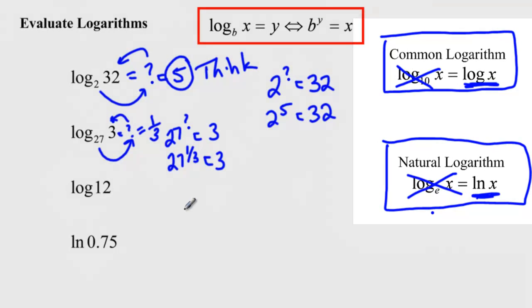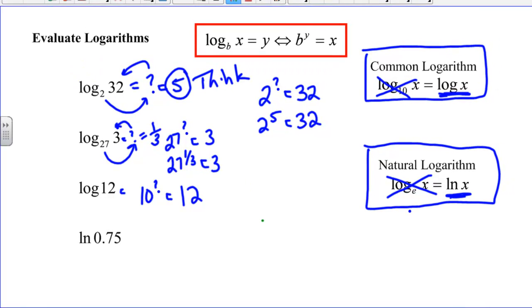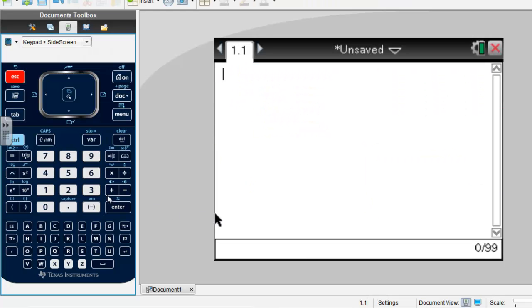Okay? And so now when I see this log base 10 of x, or the common log of 12, I'm going to go ahead and say 10 to what power is equal to 12? And that doesn't go in evenly. 12 is not a nice number. And so what I have to do is I have to use my calculator to do that. I'm going to switch over to my calculator, and I'm going to go over here.